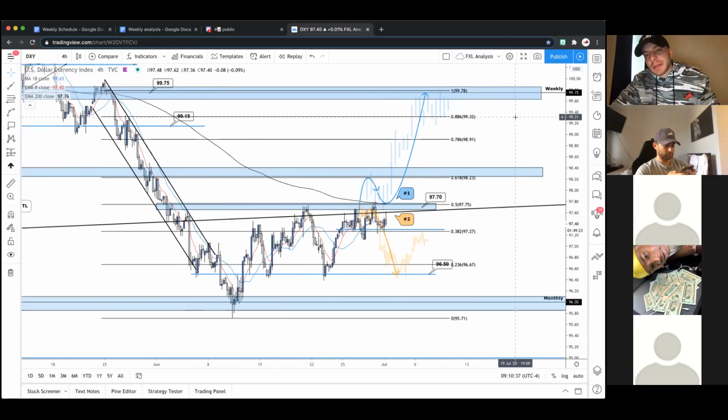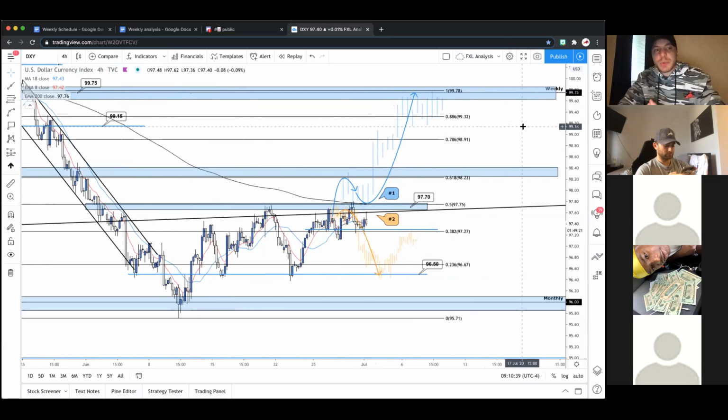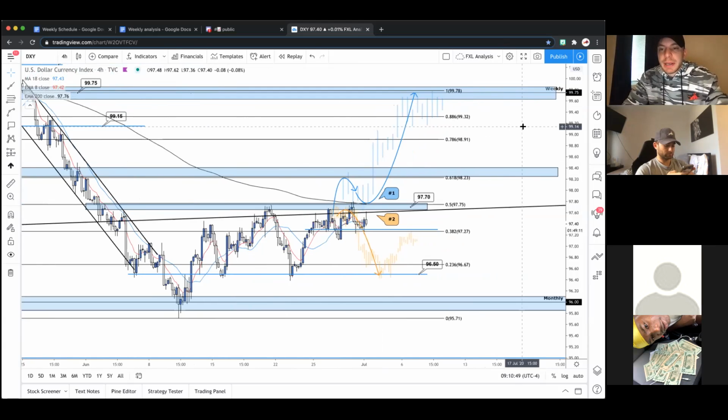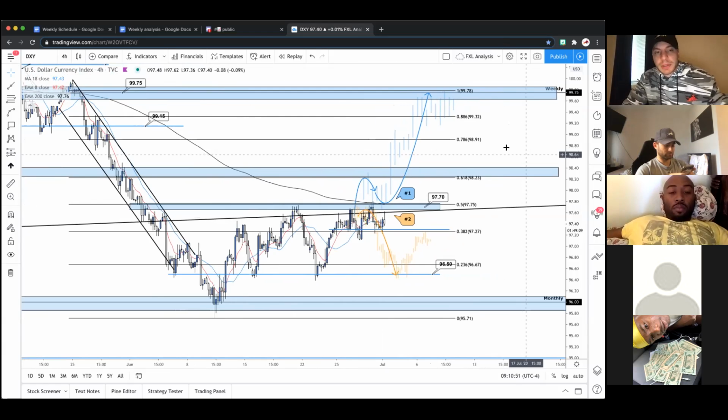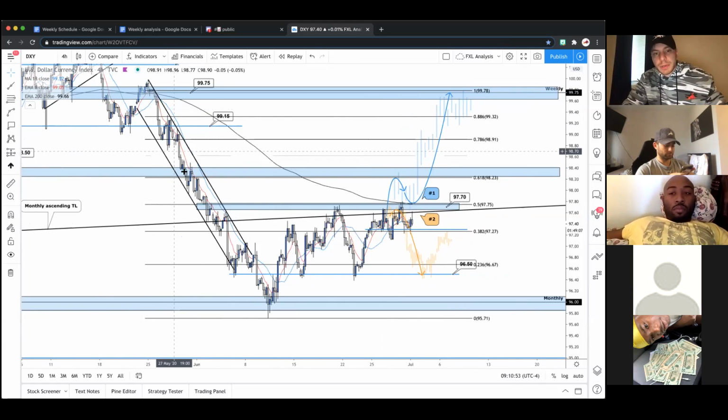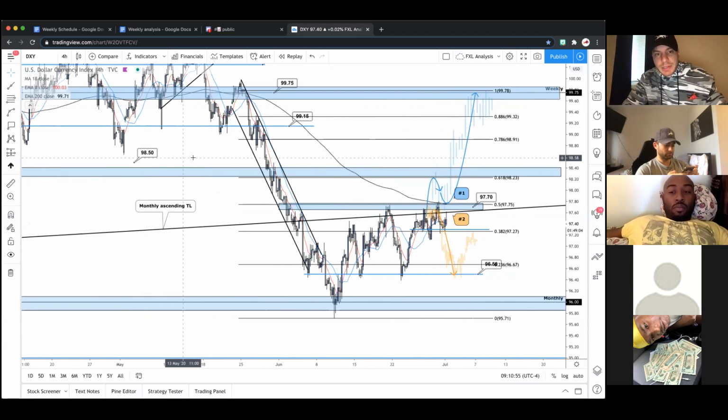But with DXY, we have to take into consideration a lot of fundamentals, especially what's going on with the U.S. now. Again, we're starting to get spikes in Corona again. It took a while for things to get priced in. So this whole drop here was kind of delayed. After Corona, we had consolidation.